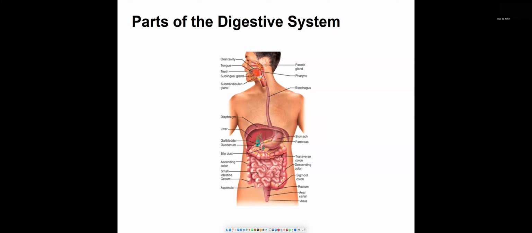You have digestion, breakdown of food, whether it's chemically or mechanically. Secretion, release of either digestive enzymes, acids, bile production, mucosal secretion. Absorption, which is the transport of nutrients from the digestive tract into the bloodstream or lymph for distribution to the body. And then elimination, expulsion of indigestible substances and waste products through the process of defecation.